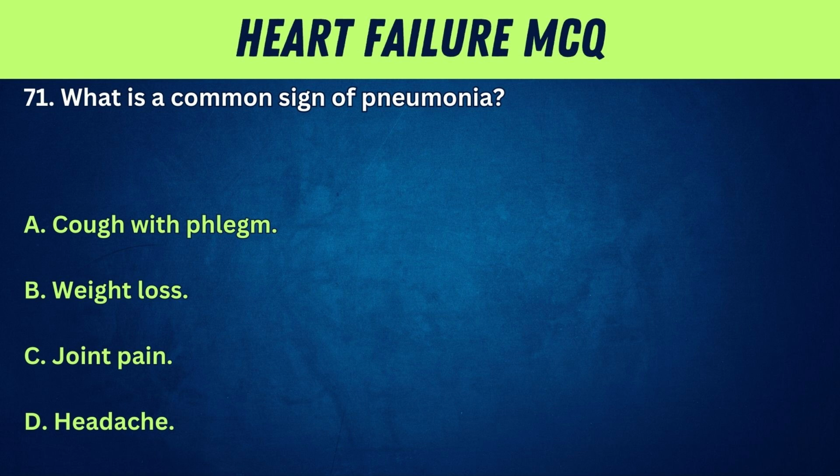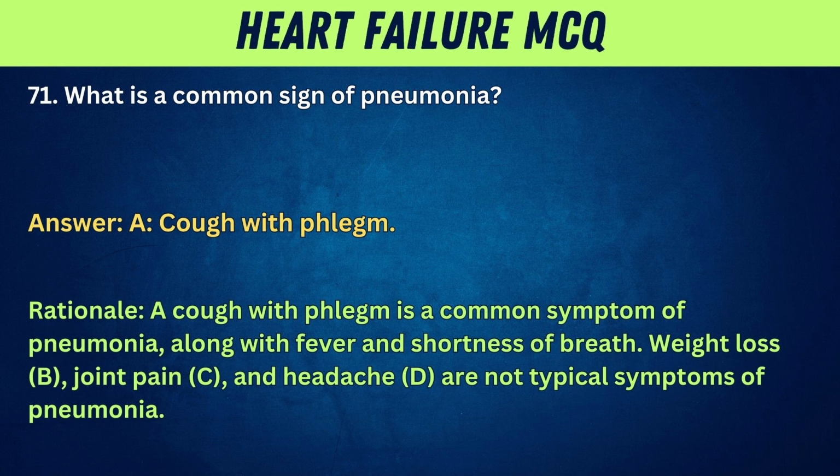71. What is a common sign of pneumonia? A, cough with phlegm. B, weight loss. C, joint pain. D, headache. Answer: A, cough with phlegm. Rationale: a cough with phlegm is a common symptom of pneumonia, along with fever and shortness of breath. Weight loss, B, joint pain, C, and headache, D, are not typical symptoms of pneumonia.